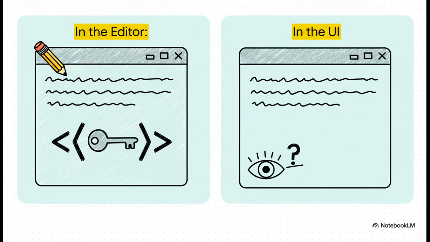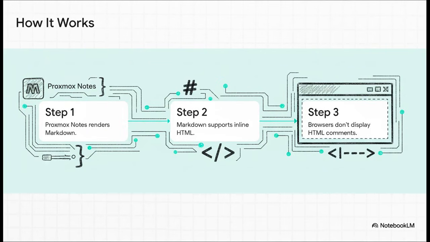Okay, look at the box on the left, the one that says in the editor. You see your regular notes, and then right after, a secret password wrapped up in an HTML comment. Now look at the box on the right, which you actually see in the UI. The comment and the password inside it has completely vanished. It's still there in the code, but it's not visible. So how in the world does this work? Is it a bug? Nope, it's actually a feature hiding in plain sight.